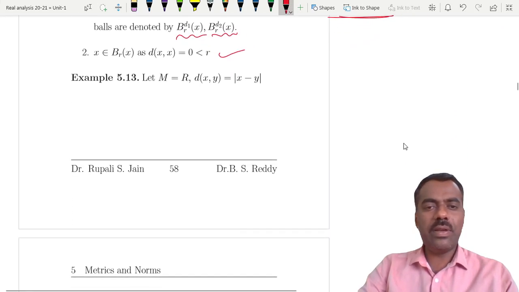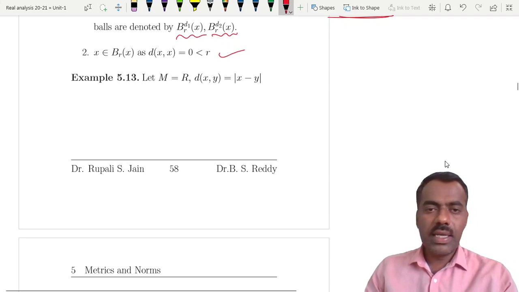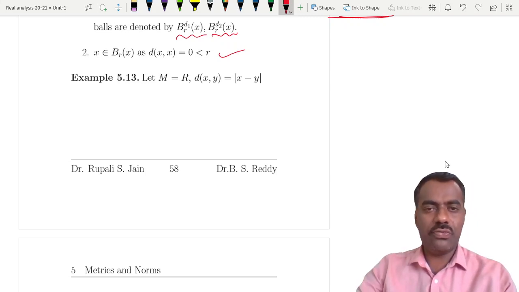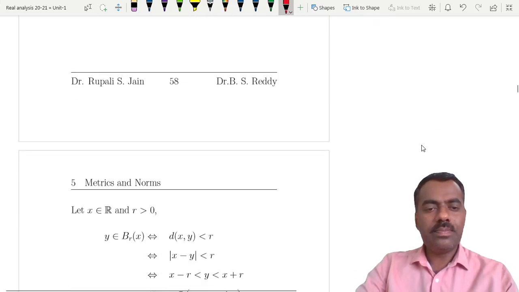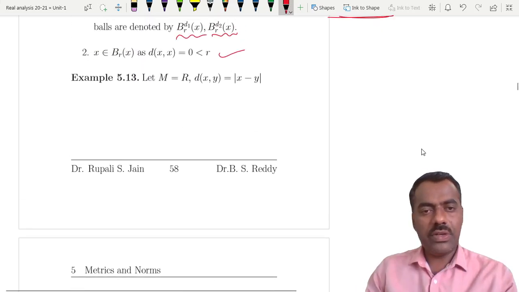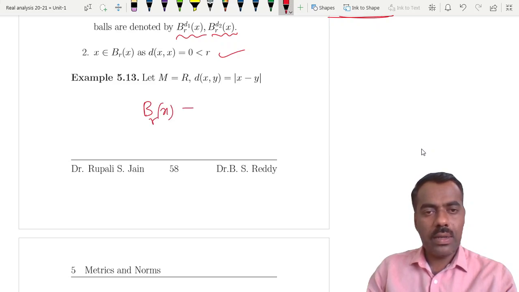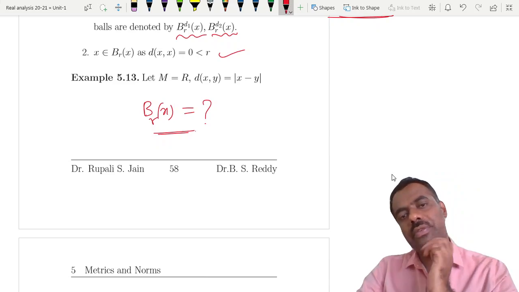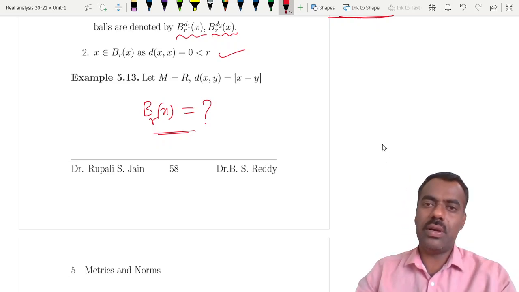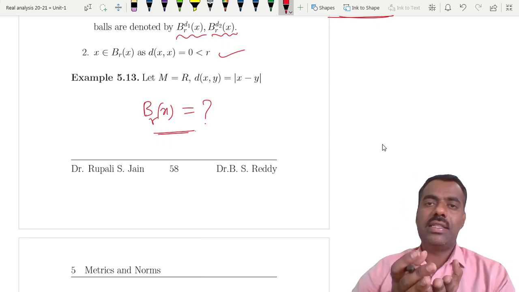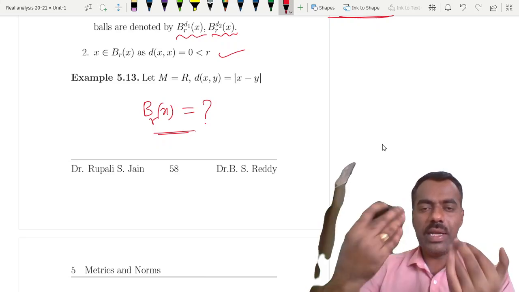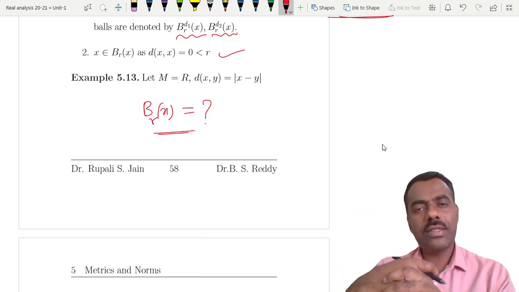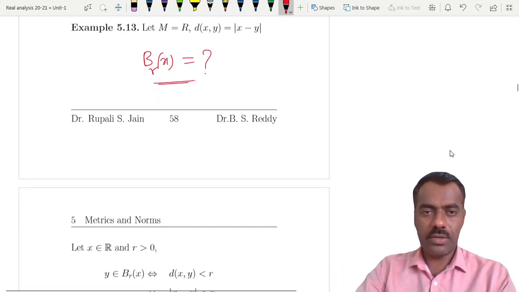Okay. For example, if you take the usual metric, that means d(x, y) is |x - y|, then you can talk about how your open ball looks in this usual metric. Obviously, what we can guess is that when your metric is the same as the usual metric on R, then open balls should be the same as open intervals. You can see that here.